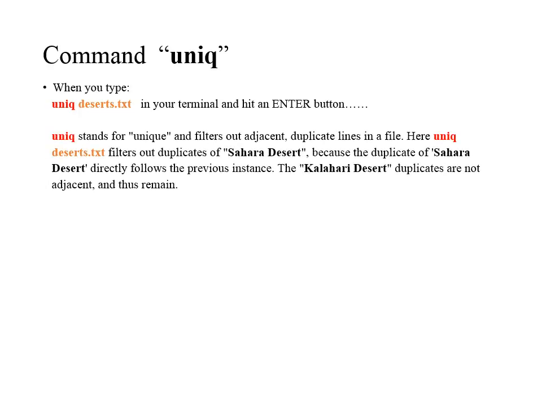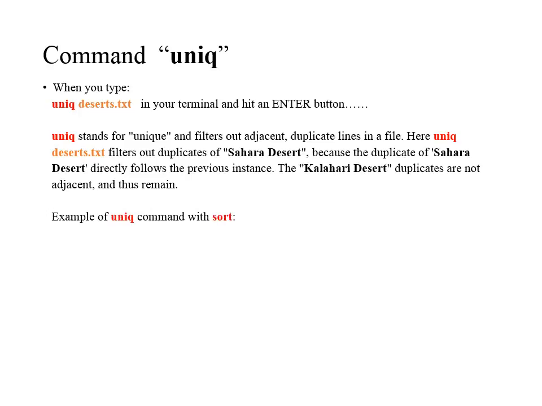Command uniq. When you type uniq deserts.txt in your terminal and hit enter button. The uniq command filters out adjacent duplicate lines in a file. Here uniq deserts.txt filters out duplicates of Sahara Desert, because the duplicate of Sahara Desert directly follows the previous instance. The Kalahari Desert duplicates are not adjacent, and thus remain.